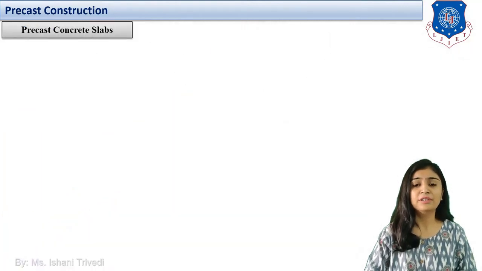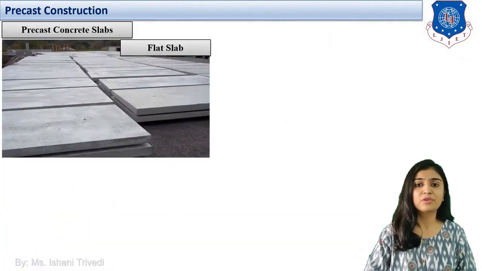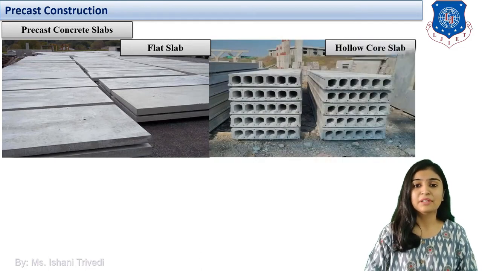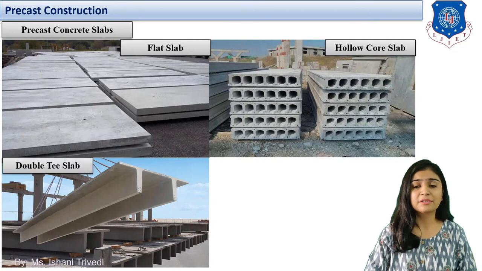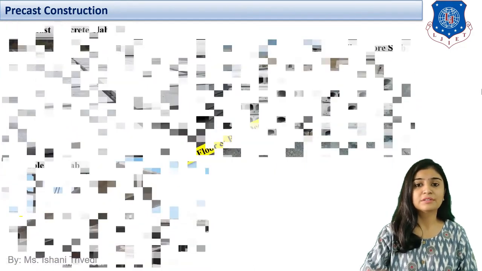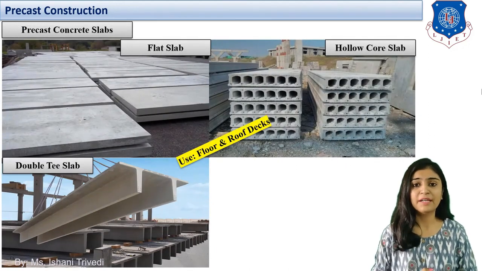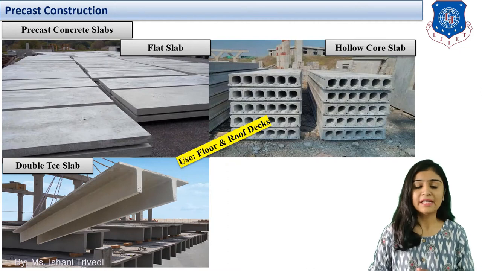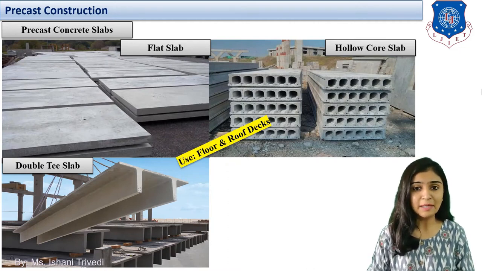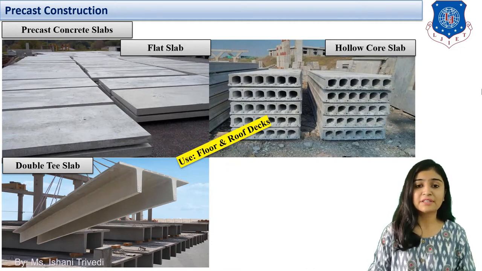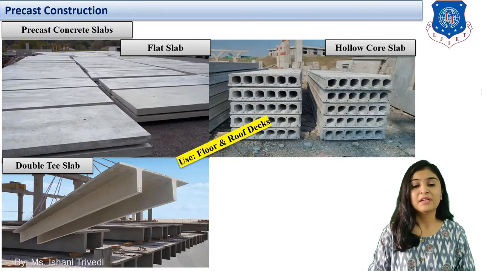Right? Moving forward, so the first which we are going to discuss is the precast concrete slabs. Now let me show you certain different types of slabs which we can make with the help of say precast construction, right? So the first one which we have is a flat slab. The second which we have is a hollow core slab. The third one which we have is a double T slab. So let us try to understand each of them.